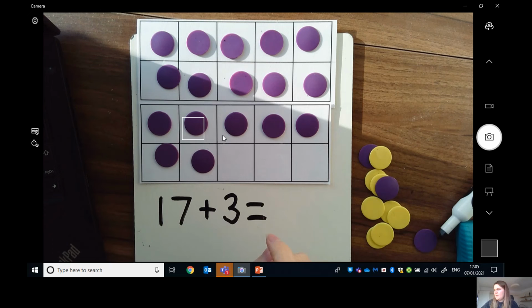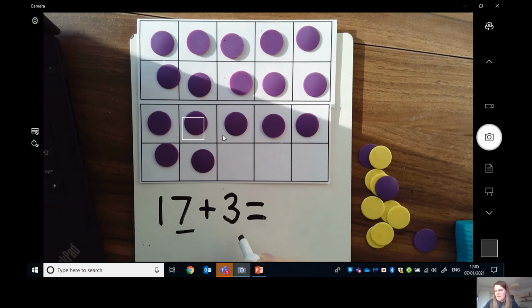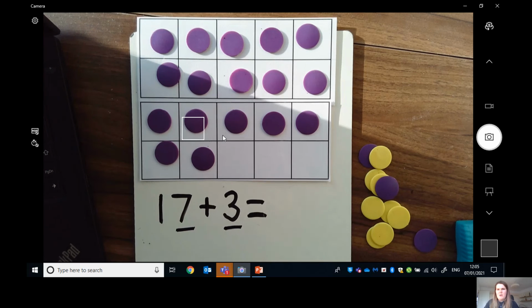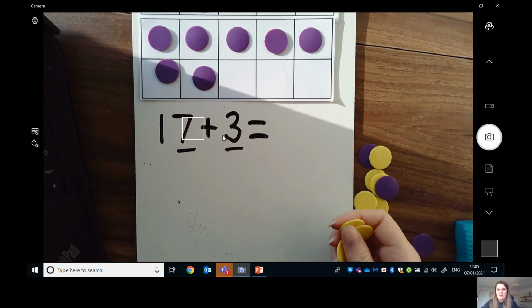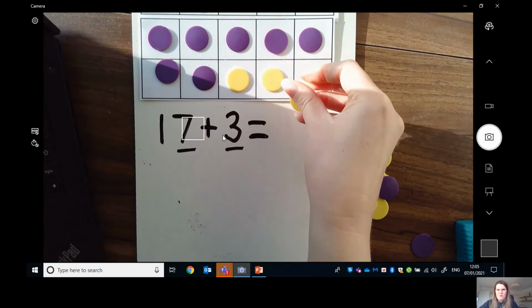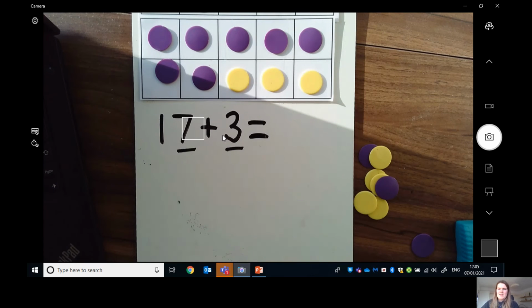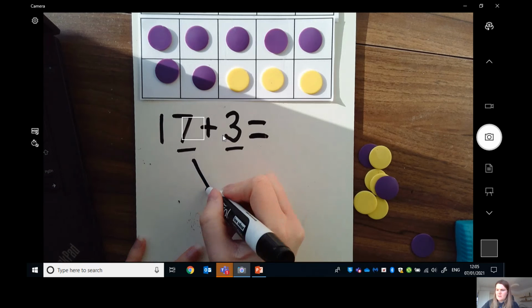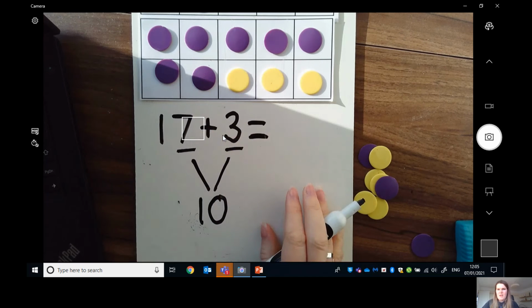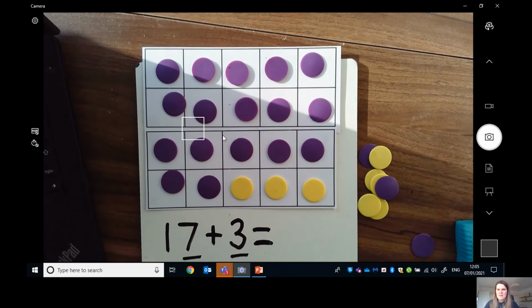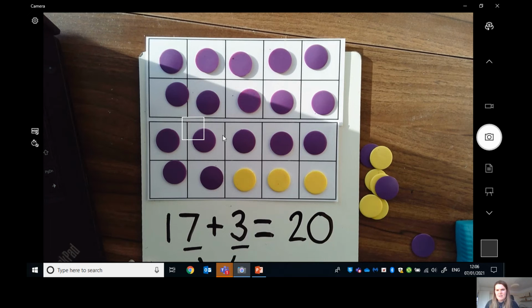17 are now here. Remember, I'm adding 17 plus 3. If I just wanted to think about my 7 and 3, I can now add my 3. 1, 2, 3. 7 plus 3 makes 10 because it's filled out my 10 square. When I bring it back, I've got 17, 18, 19, 20. Fantastic. Because 17 add 3 is 20.